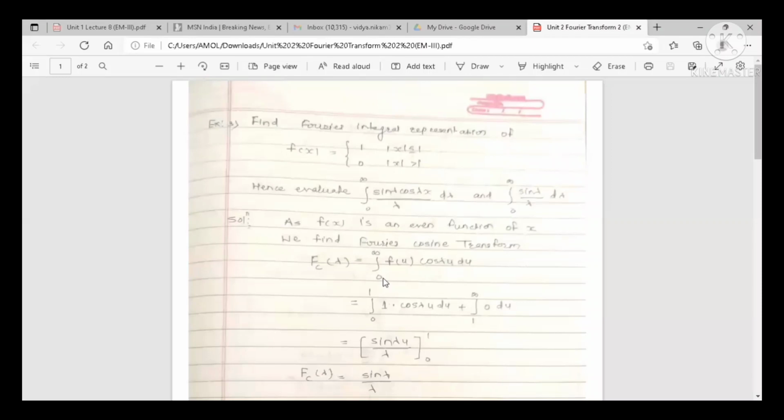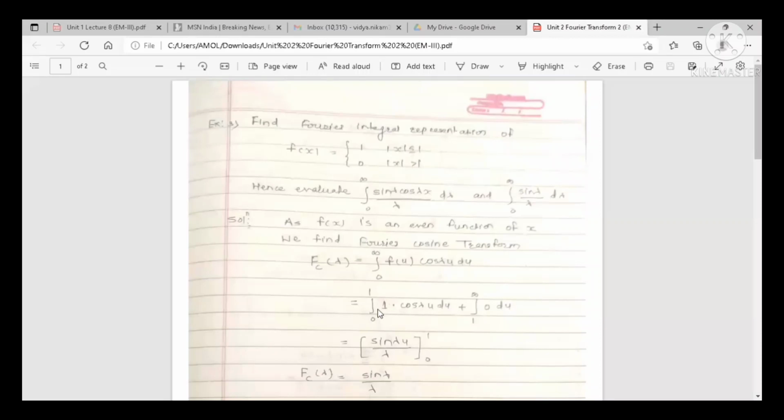So one is the point of discontinuity, and the integration will split into 0 to 1 and then 1 to infinity. Now, between 0 and 1, when x is less than or equal to 1, the function value is 1. So replace f of u by 1, into cos lambda u du, plus. Now from 1 to infinity, when x is greater than 1 up to infinity, the function is 0, so the second integral is 0.